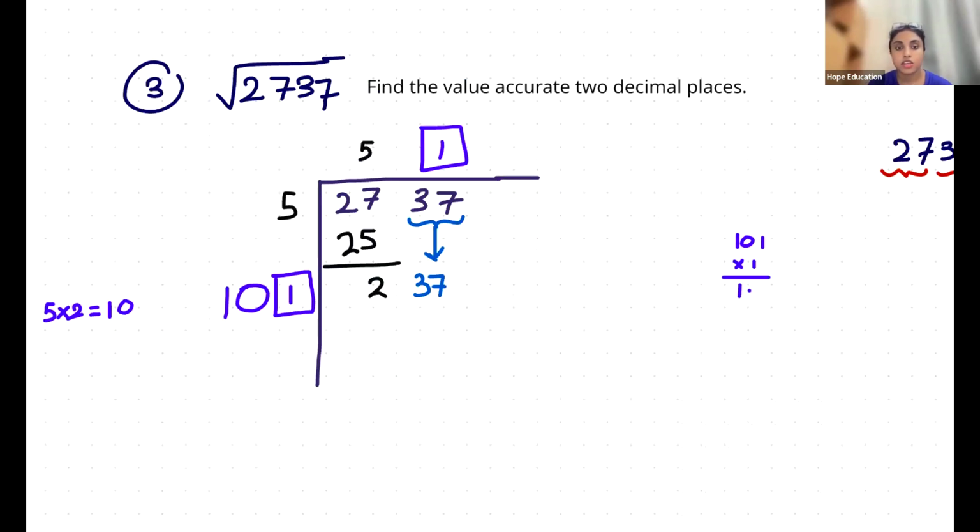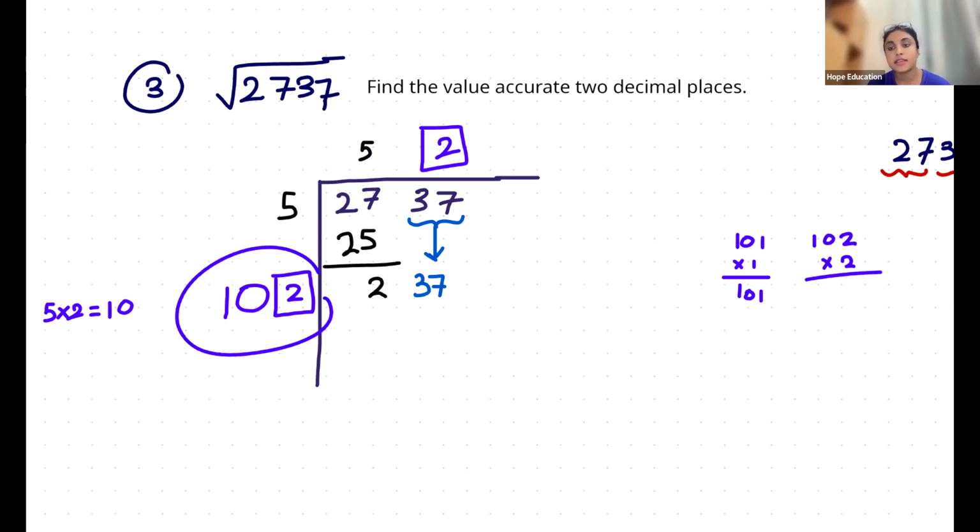101 feels like it's not enough. What we have is 237, so 101 is not enough. 1 doesn't work, so we will put 2. 102 times 2. Let's see, 2 times 2 is 4, 2 times 0 is 0, 2 times 1 is 2. We get the answer as 204, and that seems enough.